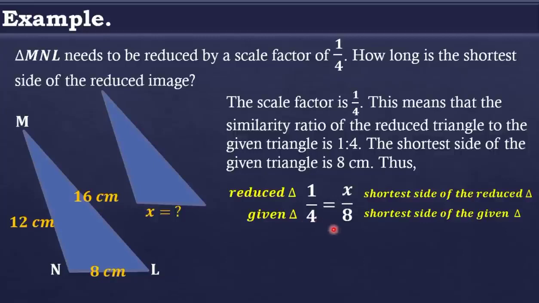And that is 8. So let us solve by using the fundamental law of proportion. So we have 4x is equal to 1 times 8. So 4x is equal to 8. So your x is 8 divided by 4, that is 2. So therefore, the length of the shortest side of the reduced triangle is 2 centimeters.